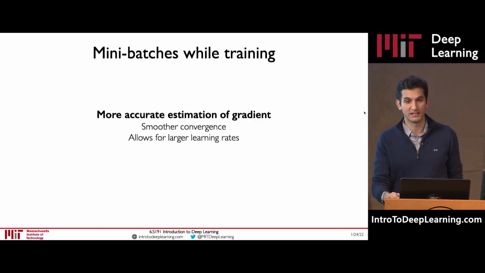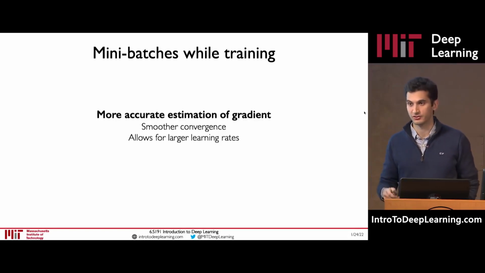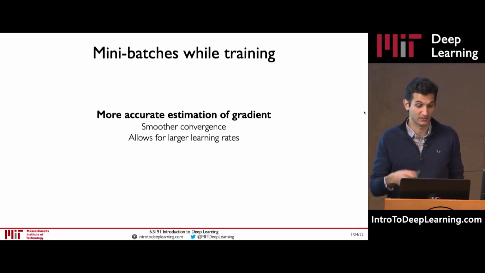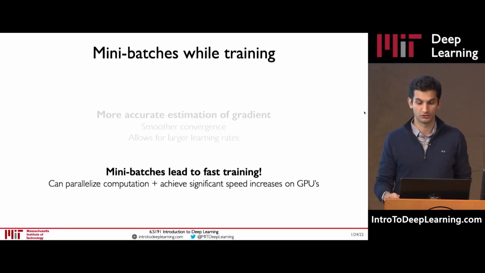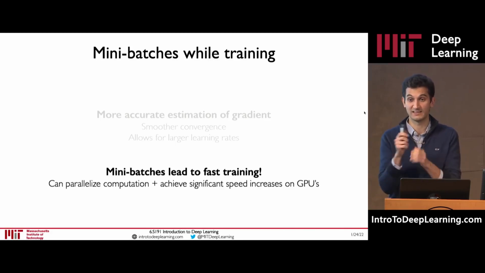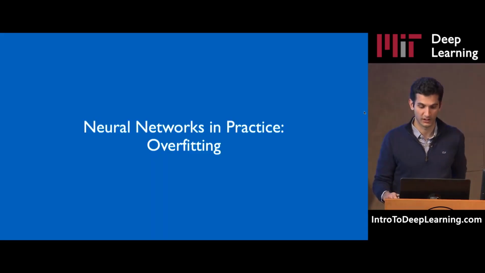Now, the increase in gradient accuracy estimation allows us to converge much quicker in practice. So it allows us to more smoothly and accurately estimate our gradients. And ultimately, that leads to faster training and more parallelizable computation, because over each of the elements in our batch, we can parallelize the gradients and then take the average of all of the gradients.